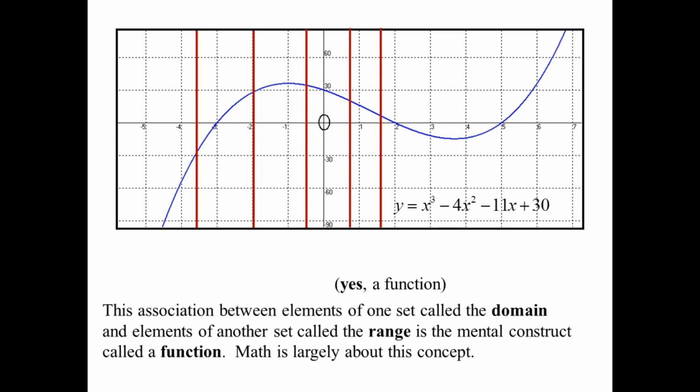In fact, this association between elements of one set, called the domain, and elements of another set, called the range, is a mental construct made up by people called mathematicians. It's a mental construct called a function. It's just an association between one set of usually numbers and another set of numbers. And for the following years of your math education, math is largely about this concept.